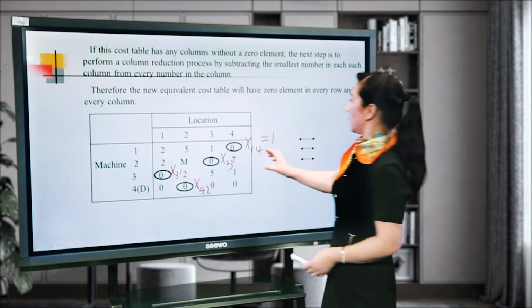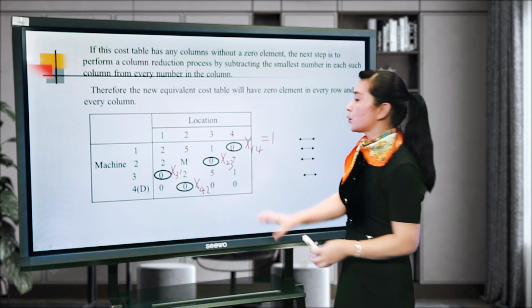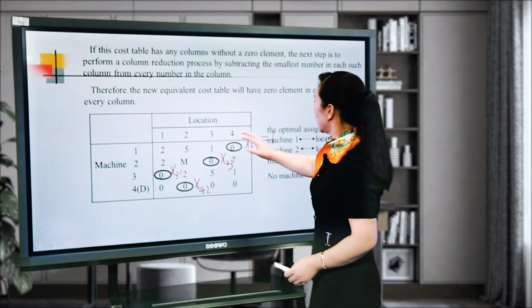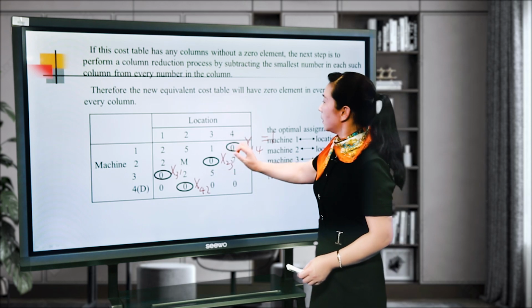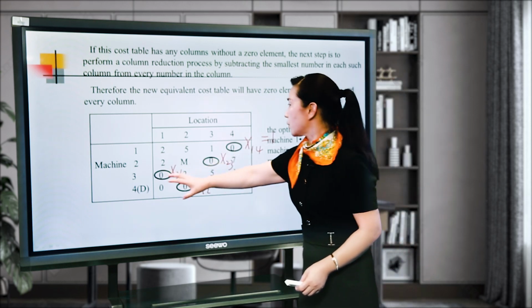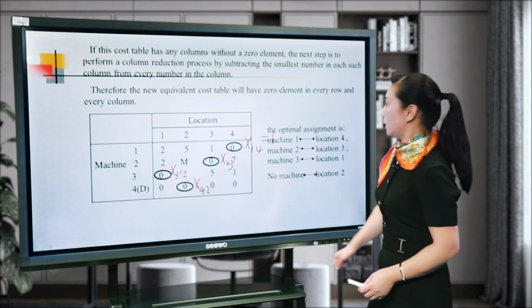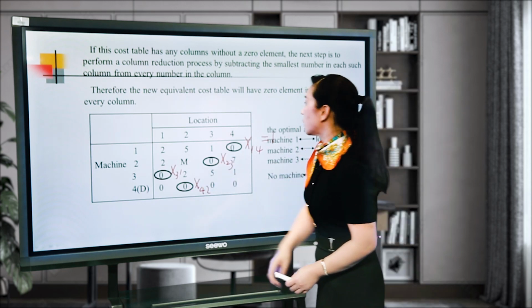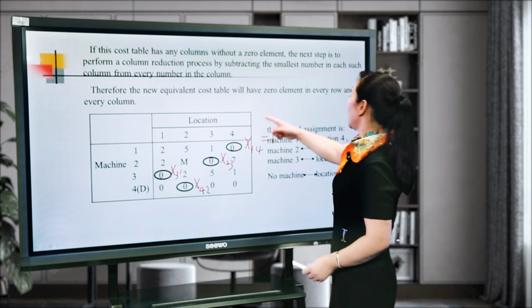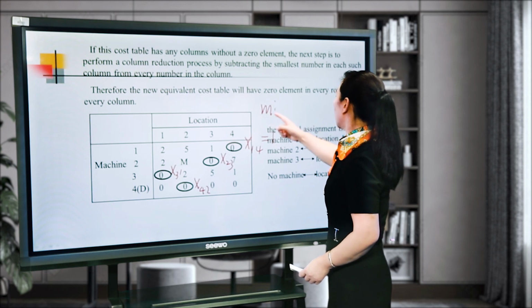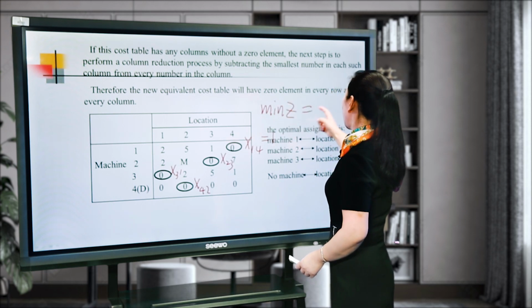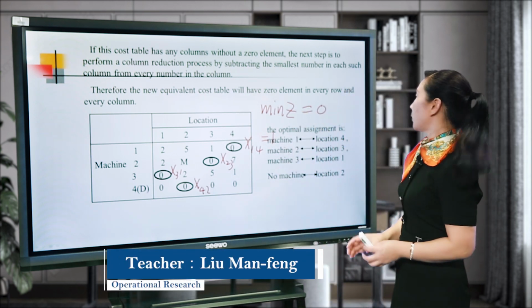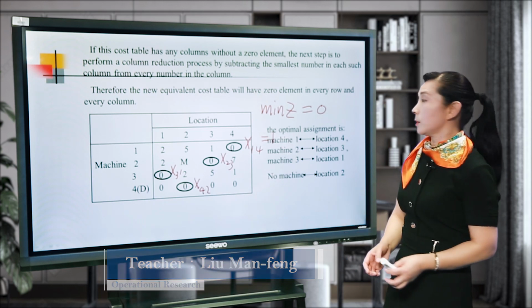That is, we choose these locations to install the machine. It means machine 1 is installed in location 4, machine 2 in location 3, machine 3 in location 1, and machine 4, the dummy machine, is installed in location 2. And the new assignment objective value is 0. And 0 is the optimal value. So we get the optimal solution.